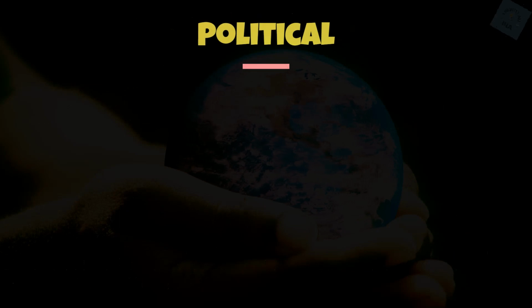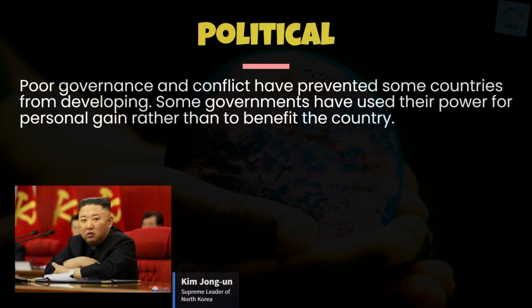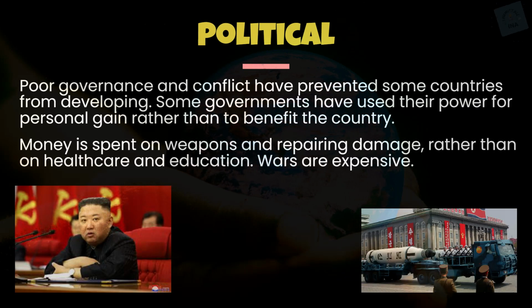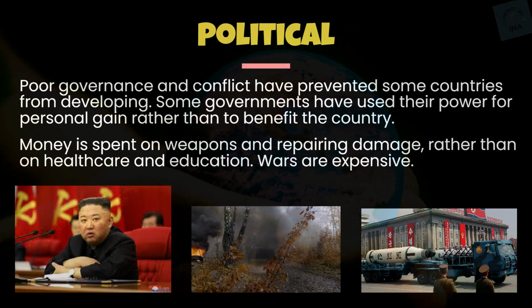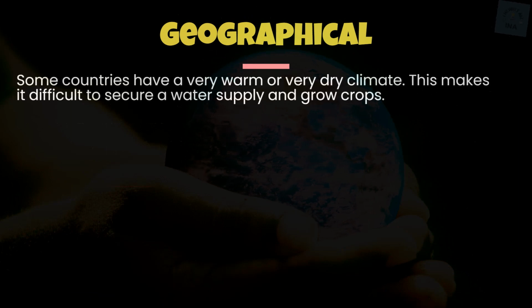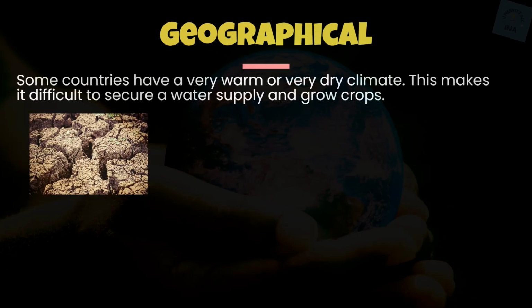Political. Poor governance and conflict have prevented some countries from developing. Some governments have used their power for personal gain rather than to benefit the country. Money is spent on weapons and repairing damage, rather than on healthcare and education. Wars are expensive.